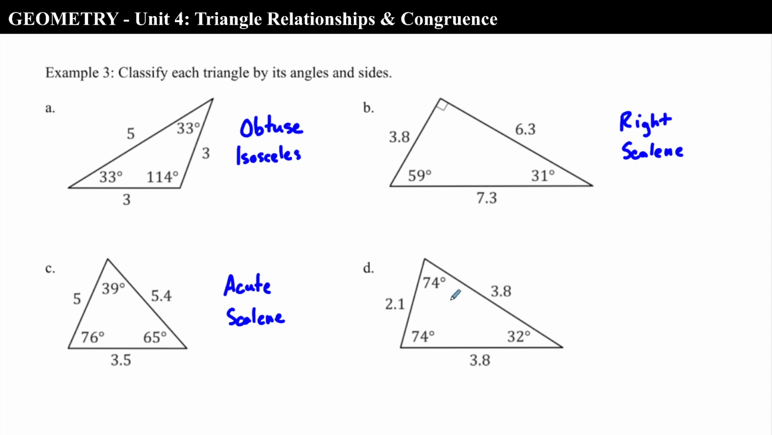And then finally, for this one, all three angles on the inside are acute, but two of the sides are the same, so it is acute isosceles.